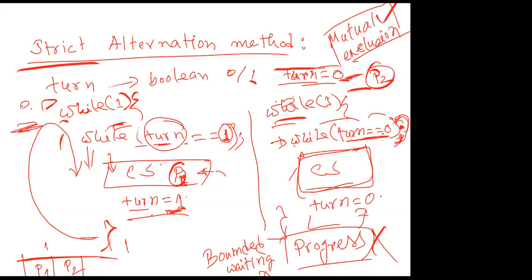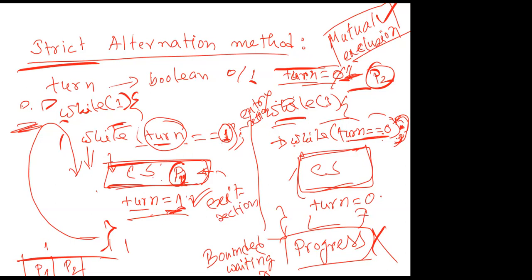Okay. So now P1 is inside this critical section, completes its critical section, and then makes the turn value 1. Turn value is 1 in here. This is the exit section code. This is the entry section of code, and this is the exit section of code. When it's done, P1 is currently done.